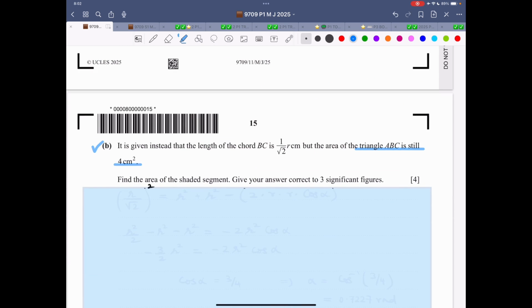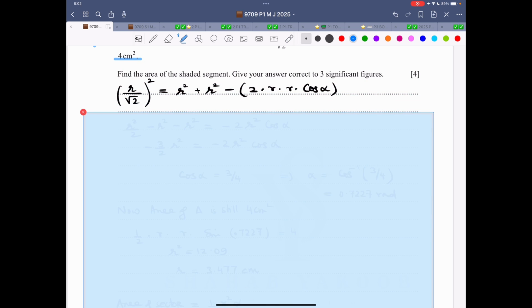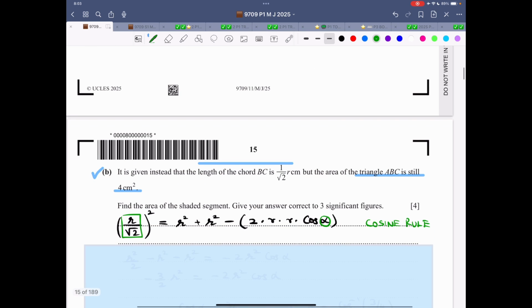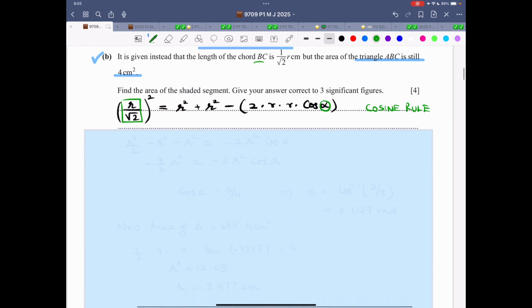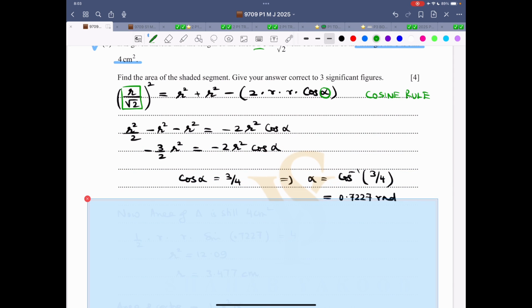Area of triangle is still the same, but now they have given us the length of the chord. Find the area of the shaded segment. So now what are we supposed to do? First of all, I have used the cosine rule over here. So this is the included angle, which is alpha. This is the side opposite the included angle, that is the chord BC. And then when you apply it, look at the working over here. It's all basic things.